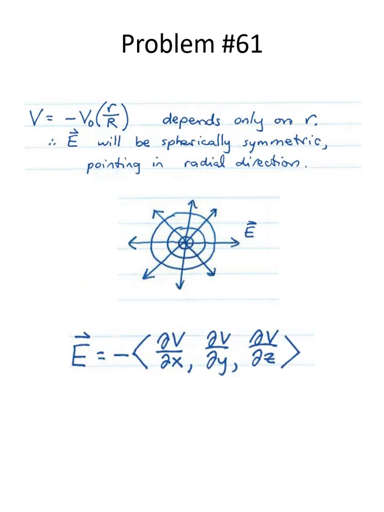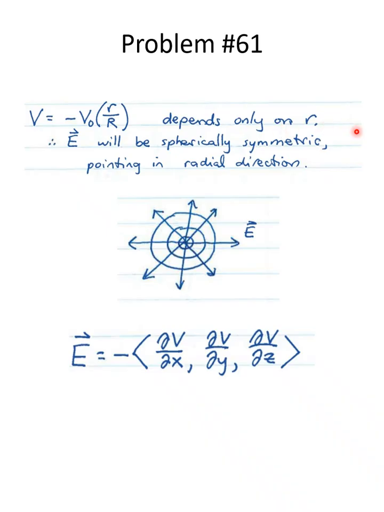Number 61. The electric potential in a region is V equals negative V naught times R over big R, where V naught and R are constants and R is the radial distance from the origin. Find expressions for the magnitude and direction of the electric field in this region.